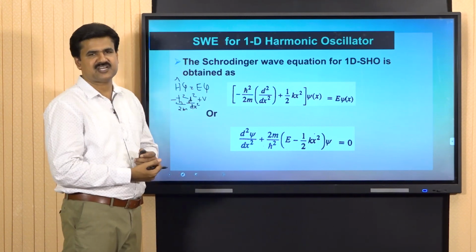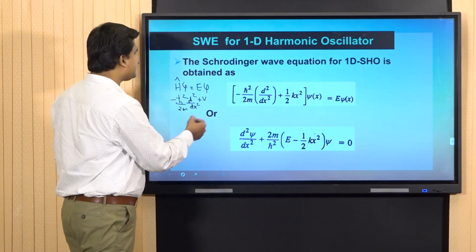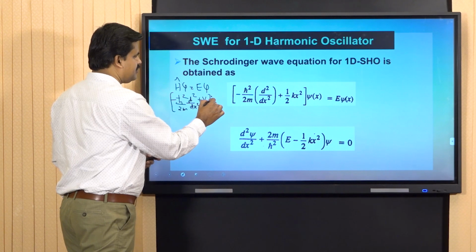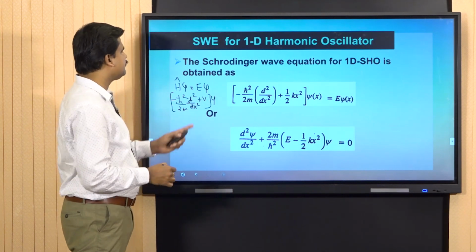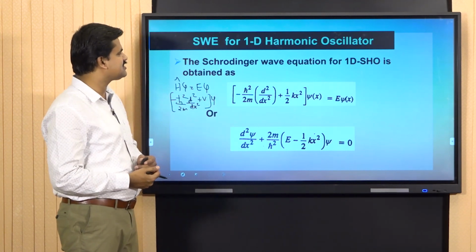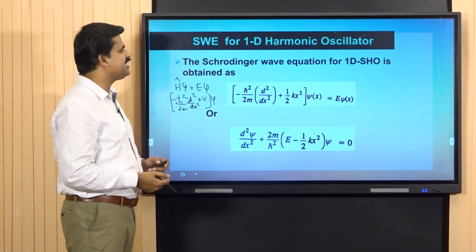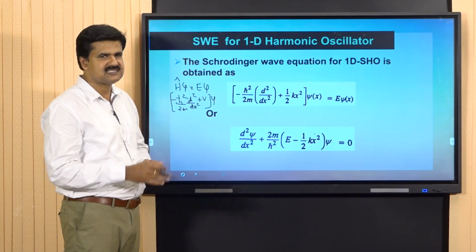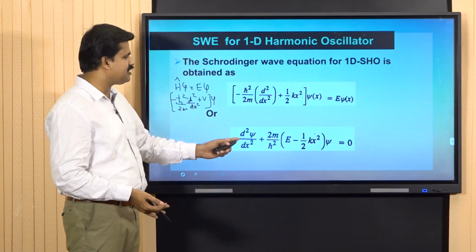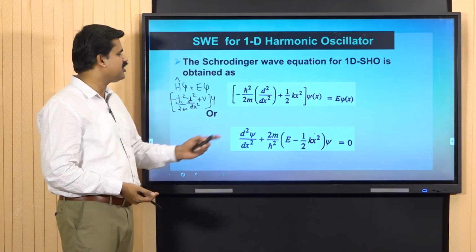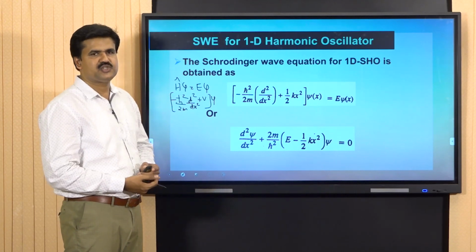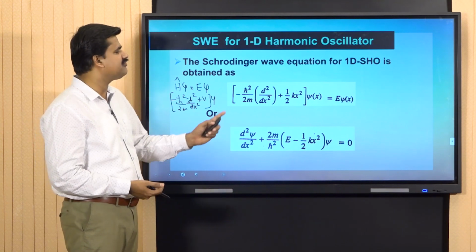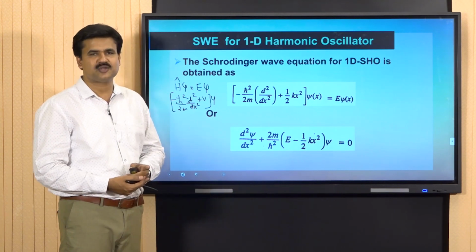V represents the potential energy. On operating this operator into psi, we are getting this expression: minus h cross square by 2m d square by dx square plus half kx square into psi x is equal to energy into psi x. Or simply, this equation can be rearranged like this: d square psi by dx square plus 2m by h cross square into E minus half kx square into psi x is equal to 0.